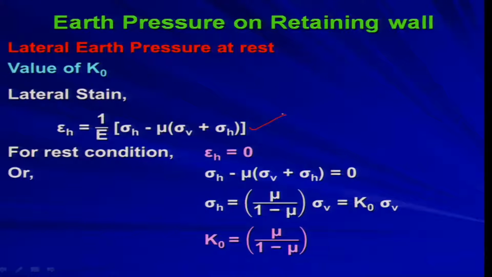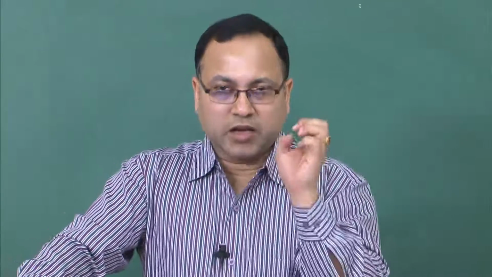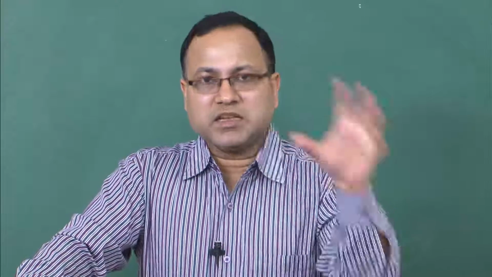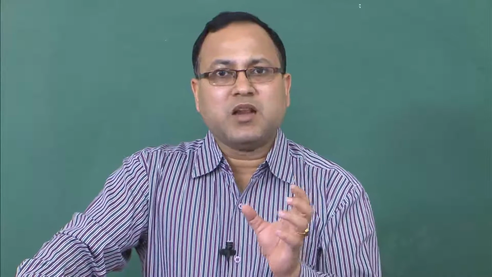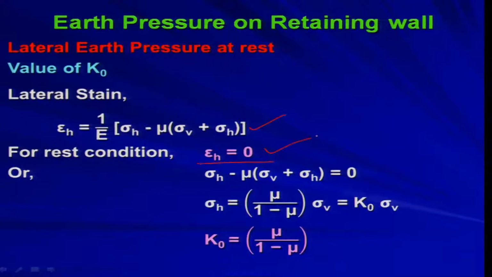Now, for rest condition, what is epsilon h? That is the lateral strain, that is the movement of the wall, that is the strain happening in the soil. So, for earth pressure at rest condition, what is the lateral strain? Lateral strain is 0, there is no movement in the soil backfill. So, epsilon h is 0. If epsilon h is 0, I can write sigma h minus mu into sigma v plus sigma h is equal to 0. From this I can write sigma h is equal to mu by 1 minus mu into sigma v, which is nothing but k naught sigma v. Therefore, k naught is mu by 1 minus mu.